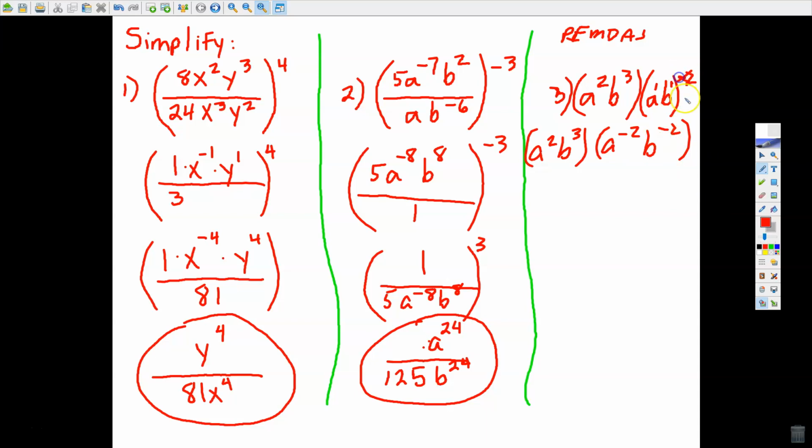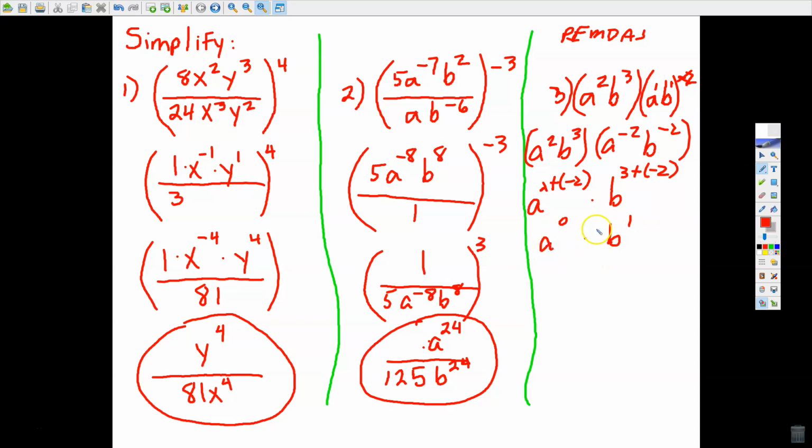Okay, now that I've taken care of this, now I can use the rule of multiplication. So when I'm multiplying like variables, this is when I add the exponents. So I'm going to write it out just like it would look. It's going to be 1 single a raised to the 2 plus negative 2 power. And then that's going to be multiplied times b, and that's going to be raised to the 3 plus negative 2 power. Okay, well this is going to be a to the 0. 2 plus negative 2 is 0. And this is going to be b to the 1. 3 plus negative 2 is 1.